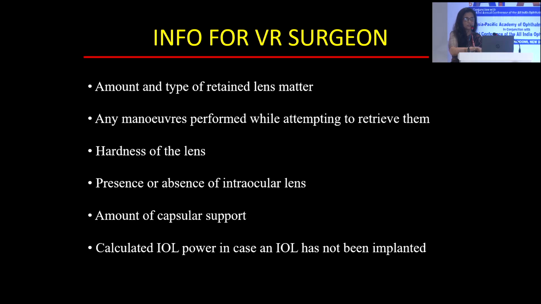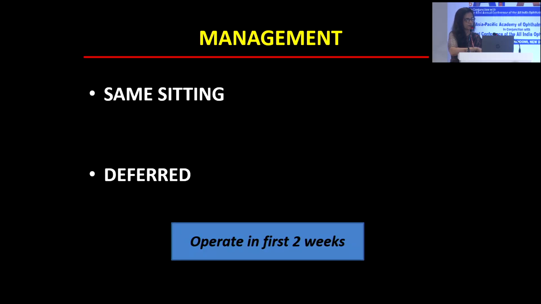Whenever you're referring a patient with a dropped nucleus, do give the requisite information to your vitreoretinal colleague: how much lens matter would have dropped, did you do any maneuvers, whether you tried to implant a lens, whether there's a lens present or not, and also the IOL power in case the IOL would need to be implanted after the surgery.